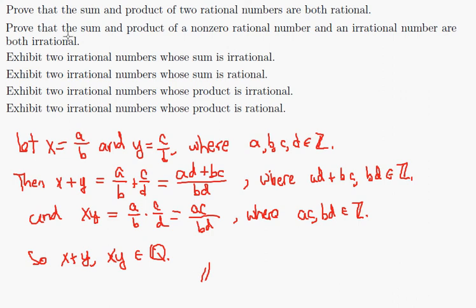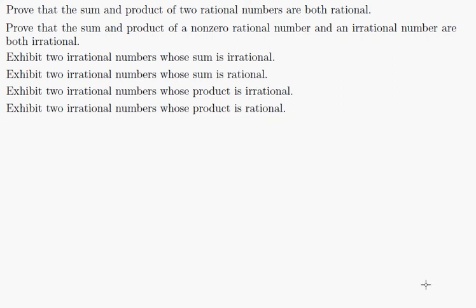The second part asks us to prove that the sum and product of a non-zero rational number and an irrational number are both irrational. Okay, so let x be equal to a over b, or let x be, say it another way, let x be rational, but not equal to 0, and let y be irrational, so it is a real number, but not rational. Okay, we're going to prove this by contradiction.